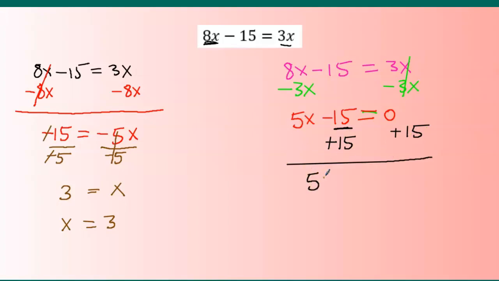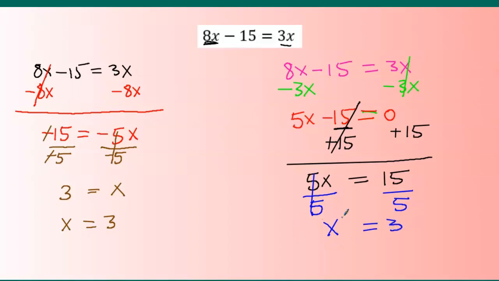You got your 5x, this 10 is 0, and then you get 0 plus 15 becomes 15. You divide both sides by 5 because you want to solve for x. Repeat the same thing here. It goes away, and gives you 3.